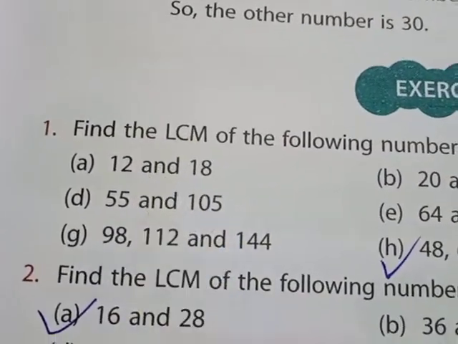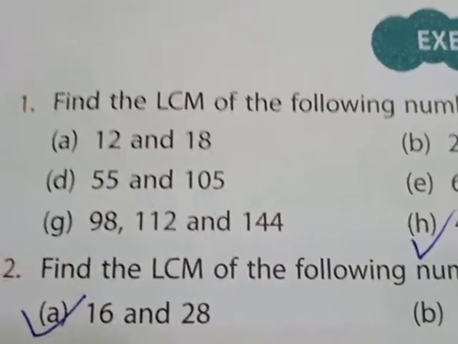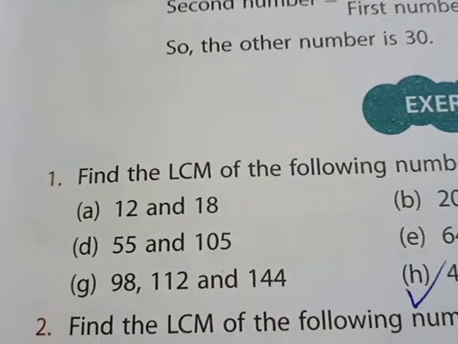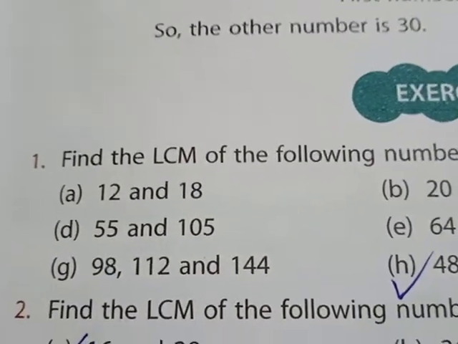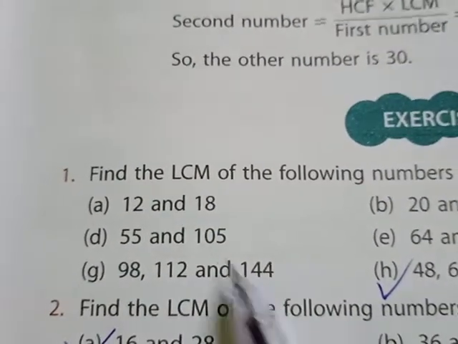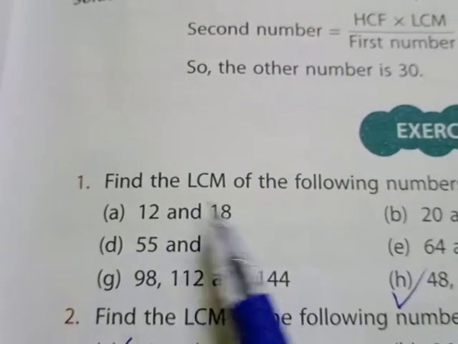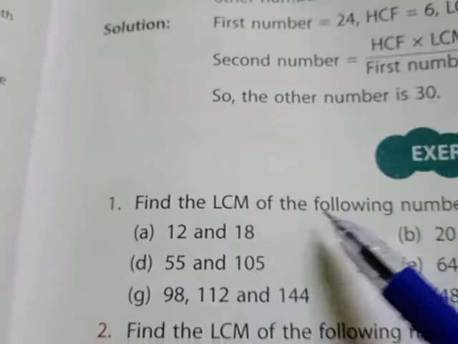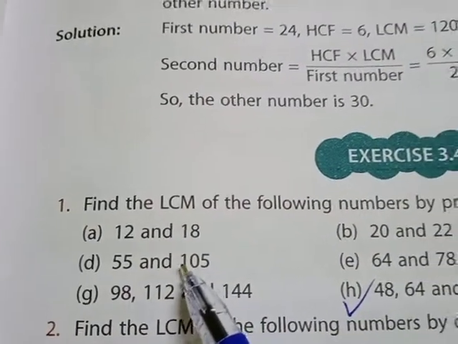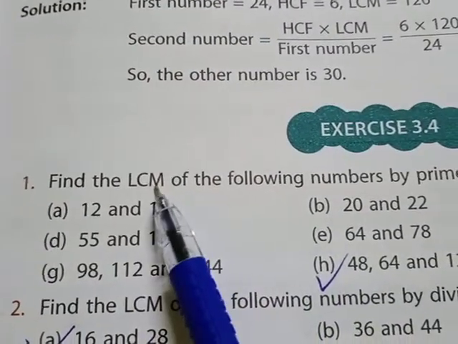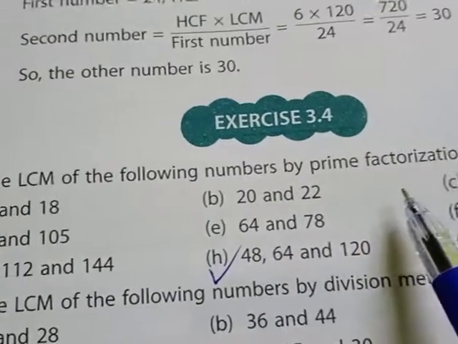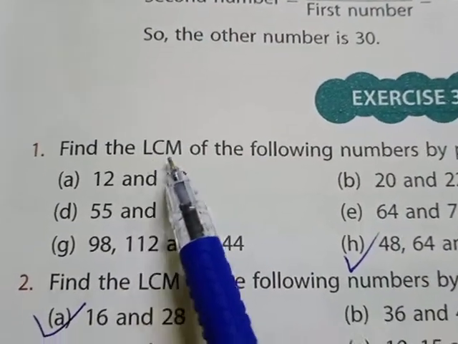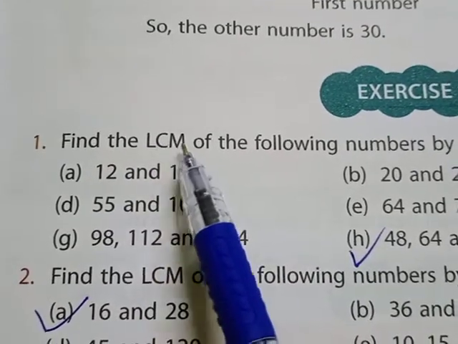What is LCM? LCM means least common multiple. Least means the smallest, and common means the one which is coming in both of them, and multiple means multiplied with the given number. So how do we find LCM with prime factorization method? I'll tell you. Again, I'll repeat. LCM means least common multiple.